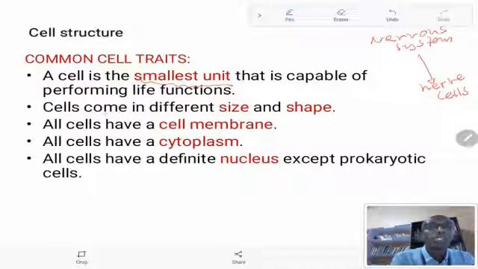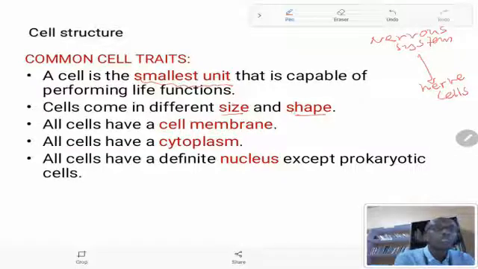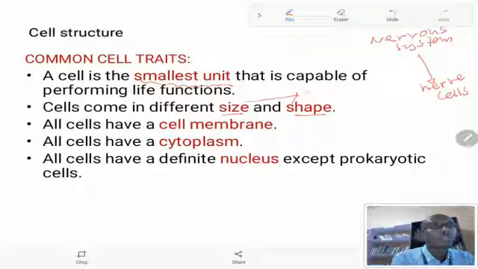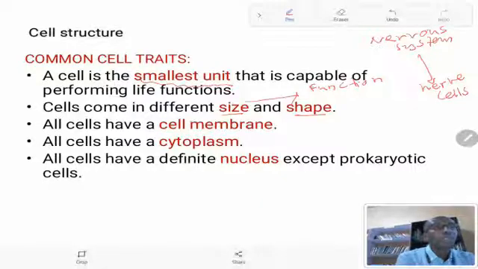Number two, cells come in different sizes and different shapes. Cells in our body may have different sizes and different shapes. So the size of the cell and the shape of the cell directly relates to the function of the cell.